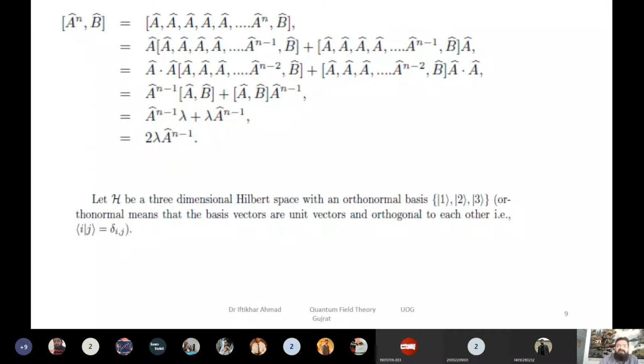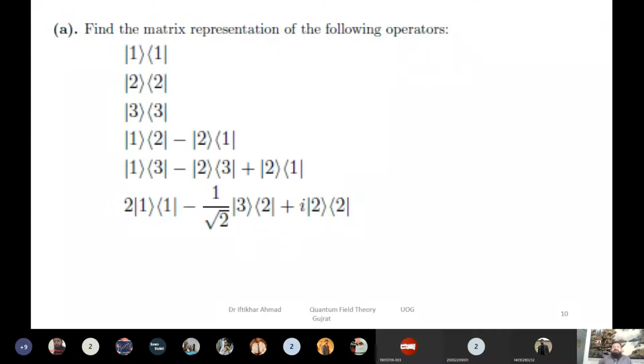Okay, let's move on to the next slide. Find the matrix operator of the following operators. First of all, we start from part A, from another example. So how can we express all these operators in the form of matrices. In the matrix representation of operators, I gave here 1, 2, 3, 4, 5, 6. So there are 6 examples, and we can discuss them one by one.